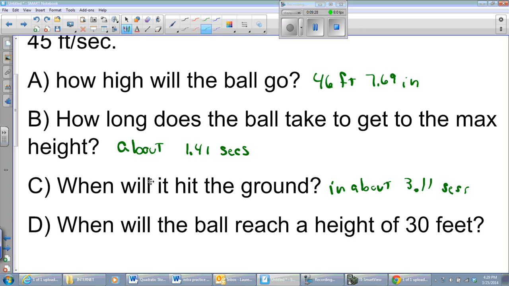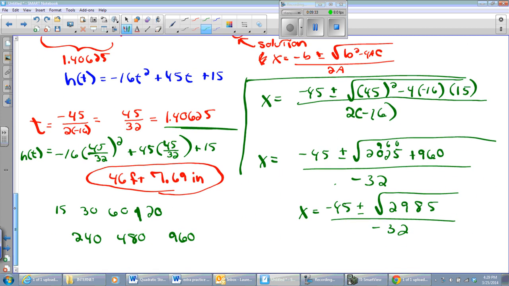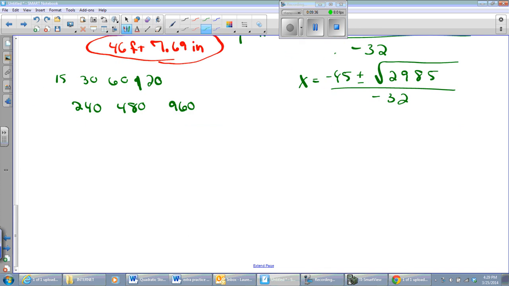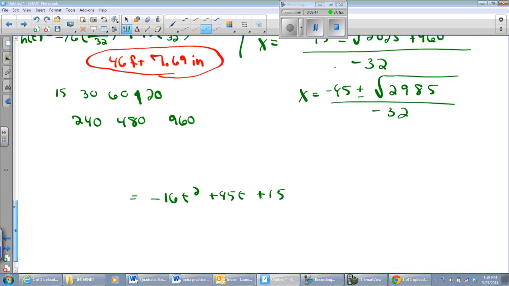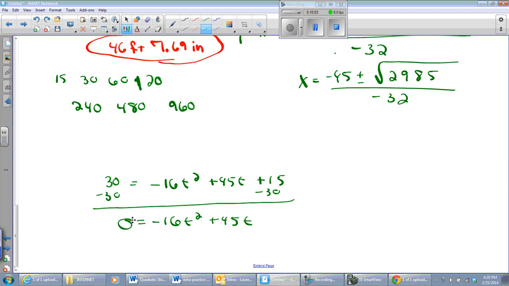When will the ball reach a height of 30 feet? Well, that's real simple. You see, we start with our equation, that blue equation up there, which is negative 16t squared plus 45t plus 15, the starting height. But now the ending height becomes what we're trying to find, 30 feet. So I'm going to put 30 in here. I'm going to set it equal to 0. And I'm going to get 0 equals negative 16t squared plus 45t minus 15. Now we'll go to the quadratic formula.